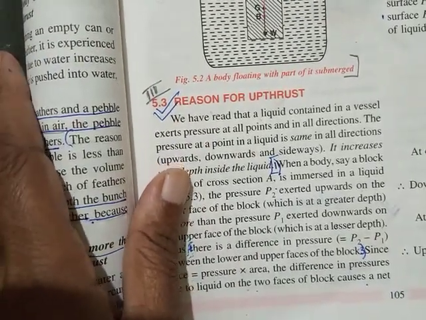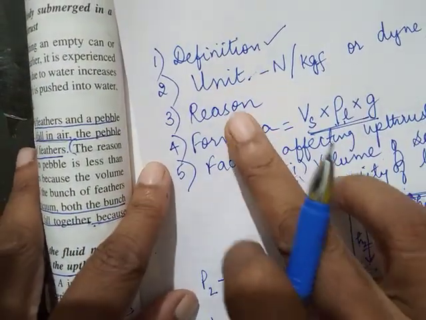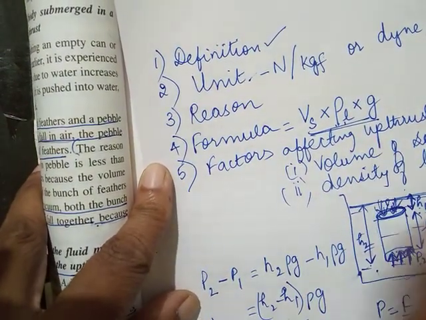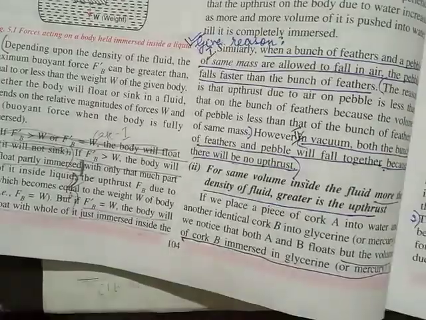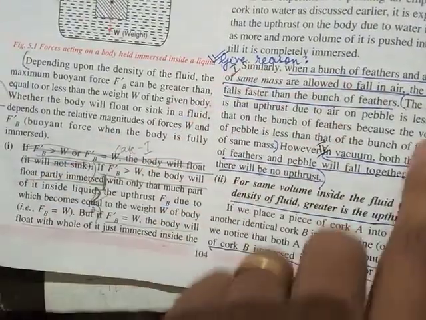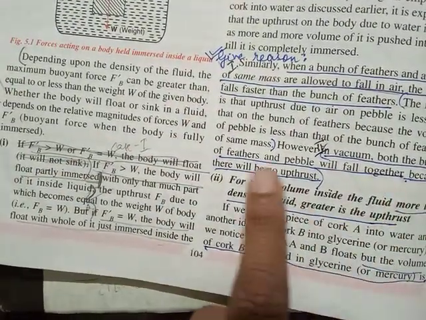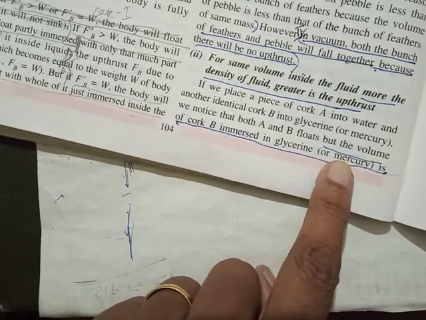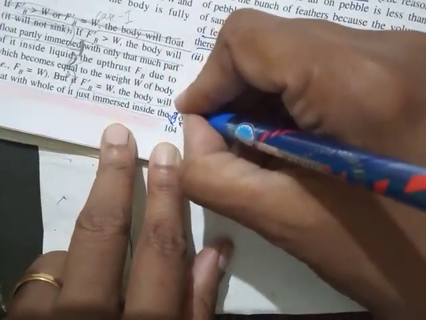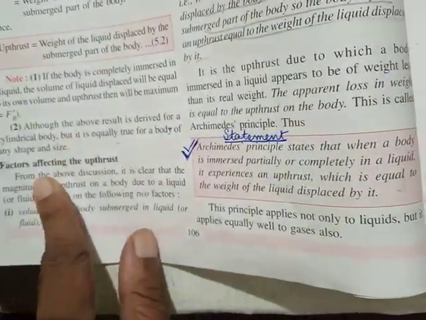So I think we have finished everything: definition, unit, reason, formula, and factors affecting upthrust. I hope you all have marked everything. Give reason: the first possibility is this one. The second possibility is that in vacuum both the bunch of feathers and the pebble will fall together. Then this one can also be a reasoning question. Then the reasons for upthrust points. Then the formula for upthrust. This one I'll be doing in the next class. Then factors affecting upthrust. I hope you have understood till this.